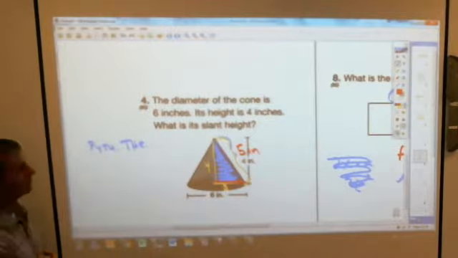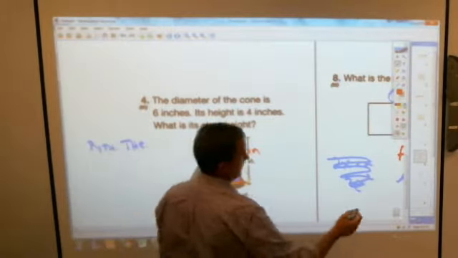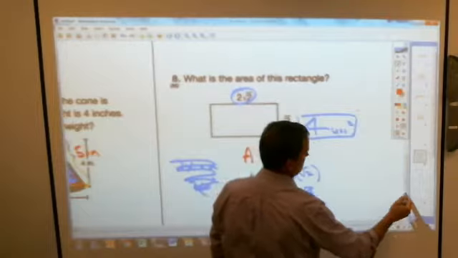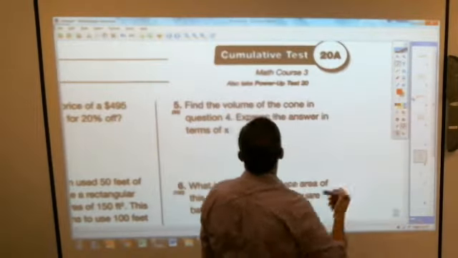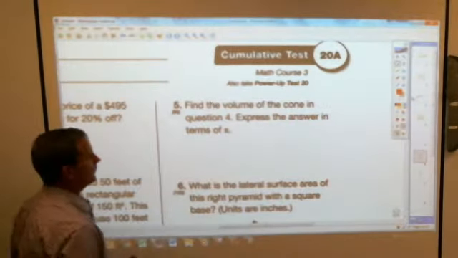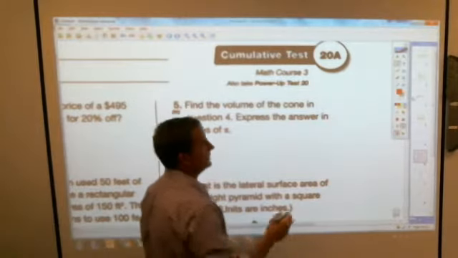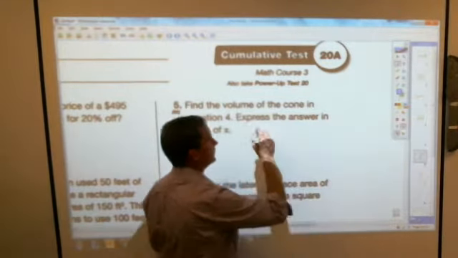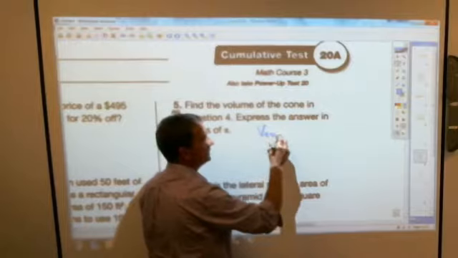Westfall. How do you get 5? How do I get 5? There's a good chance I can't do something. Volume of the cone in question number 4. So first of all, one would need the formula for the volume of a cone. Volume of a cone is.